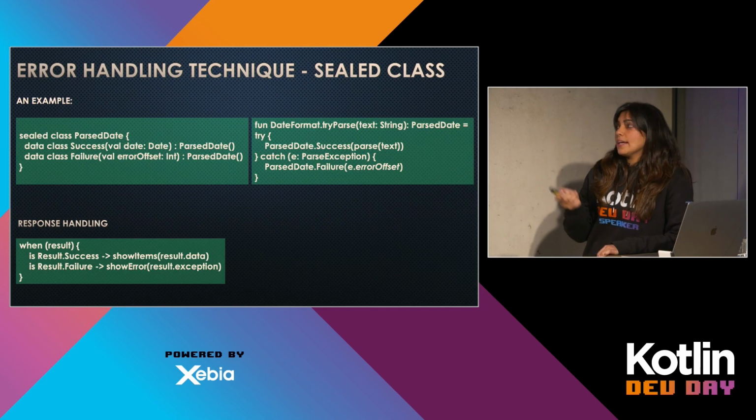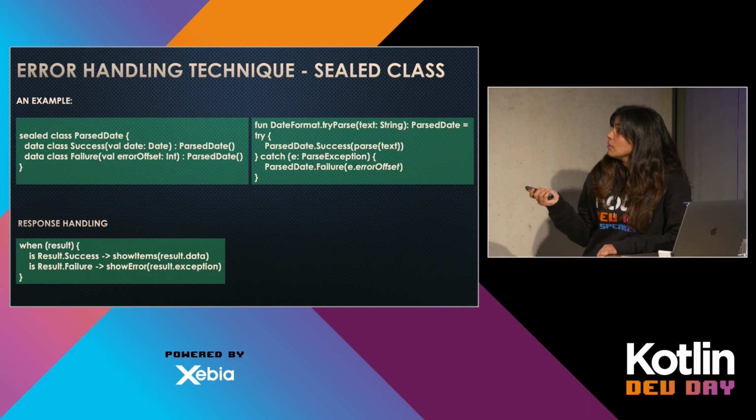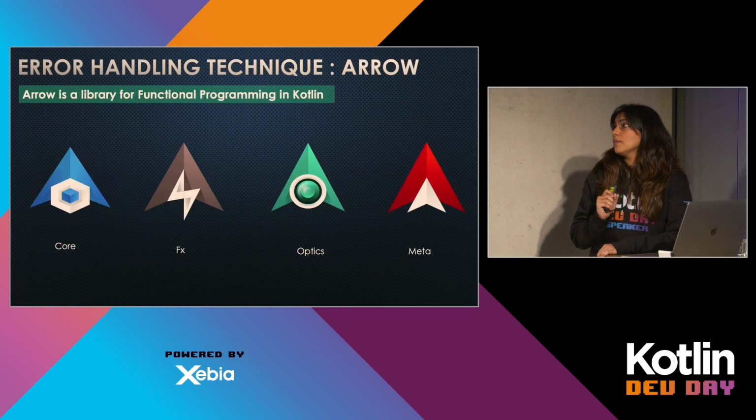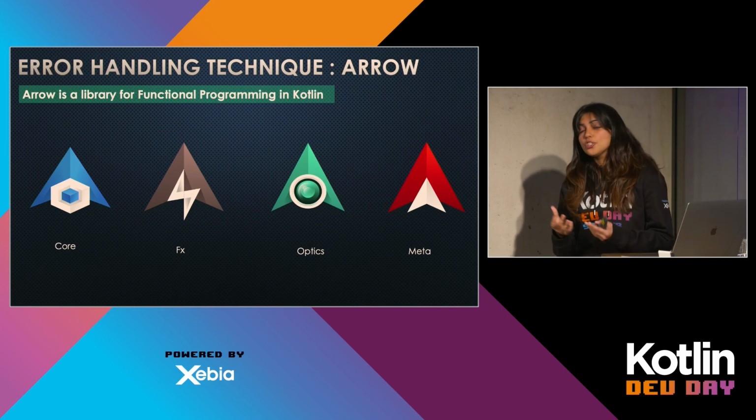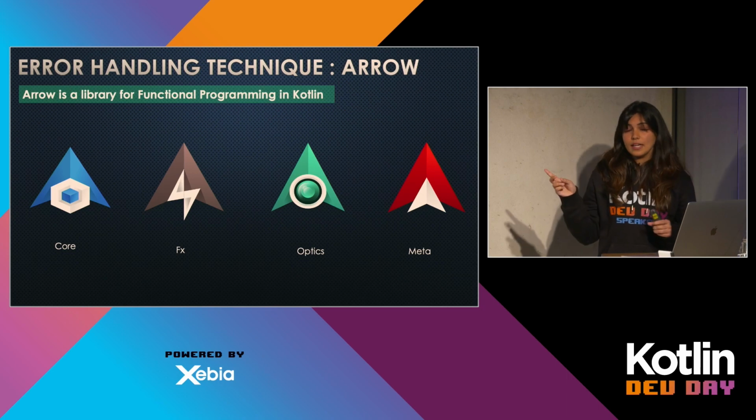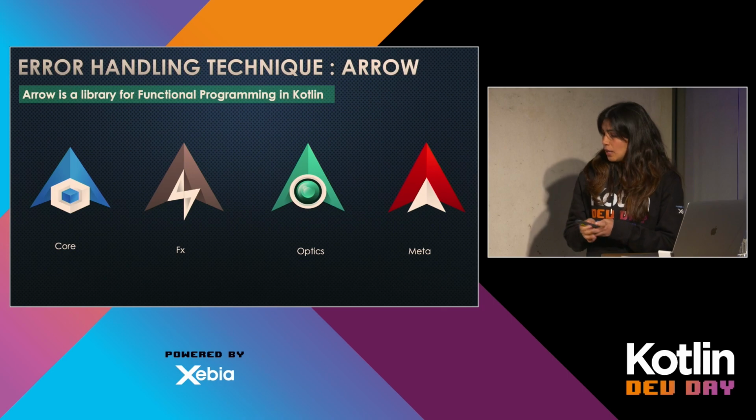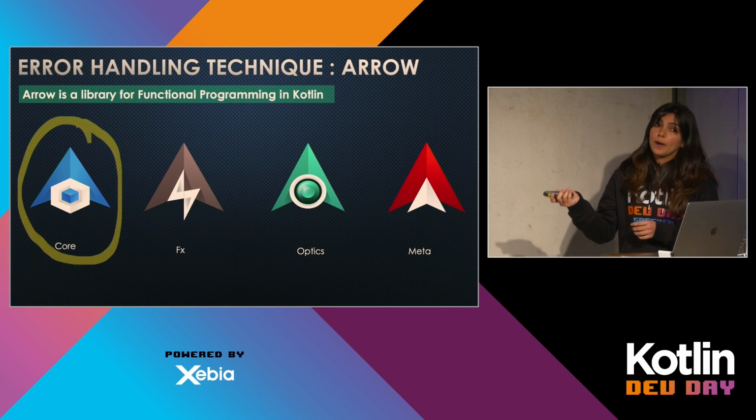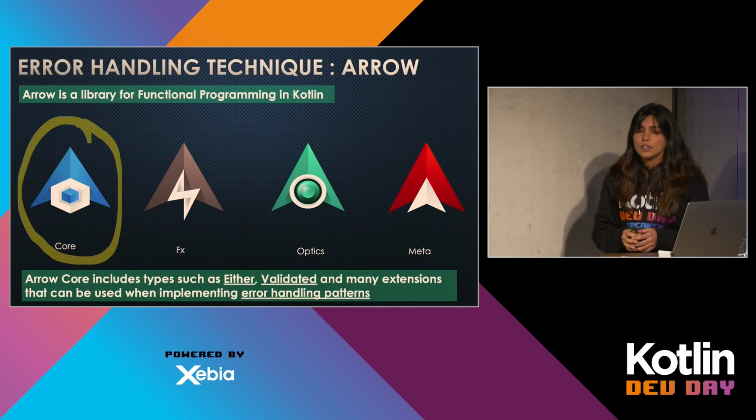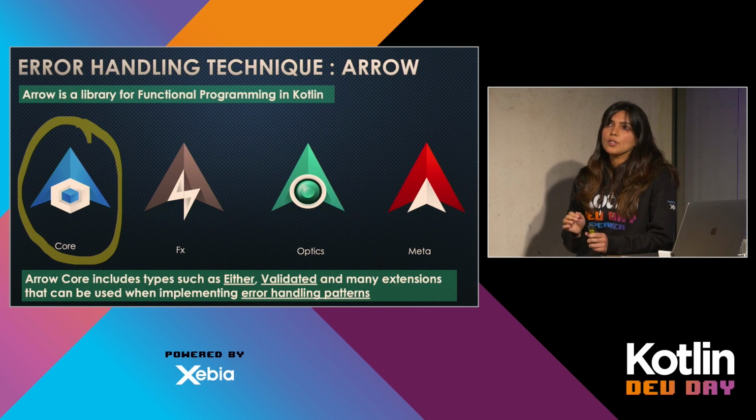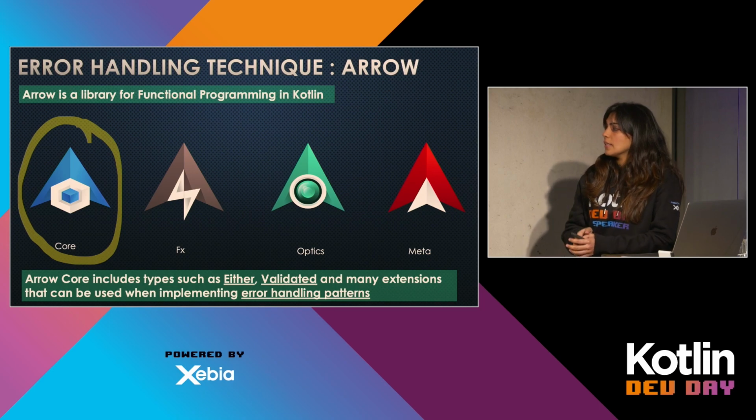So this was the second technique that we talked about. The third one, which is a major part of my talk today, is Arrow, which is basically a library for functional programming in Kotlin. It basically has 4 modules: core, functional, optics, and meta. Today our focus is on the core part. Why? Because core has data types such as Either, Validated, and many more extension functions that can be used for error handling techniques.